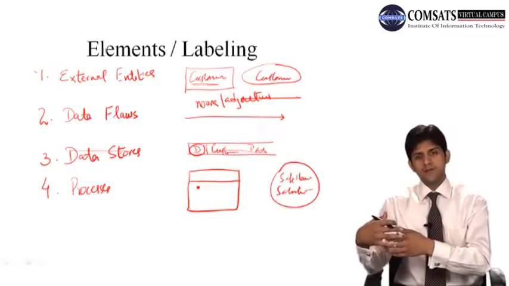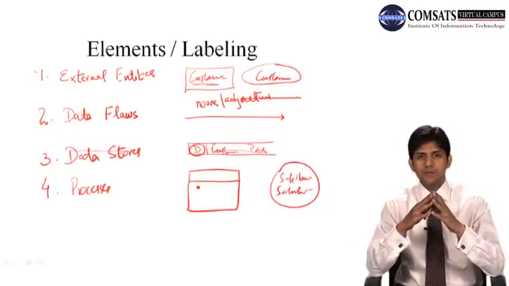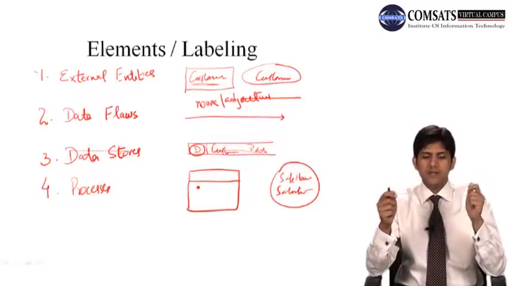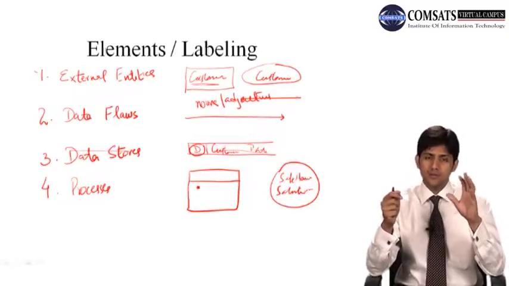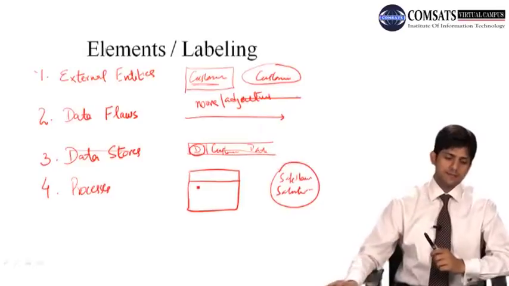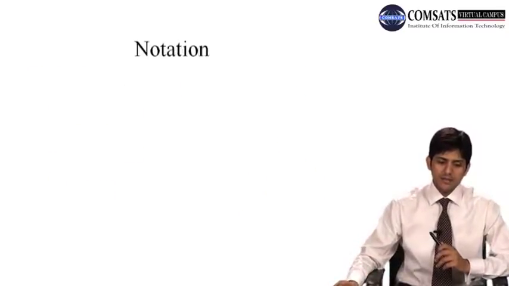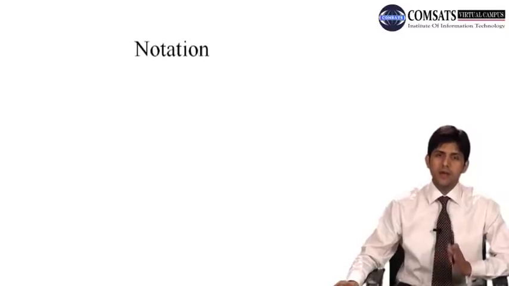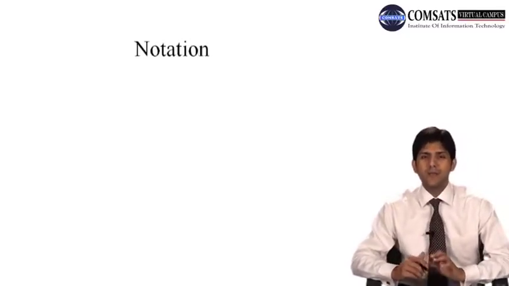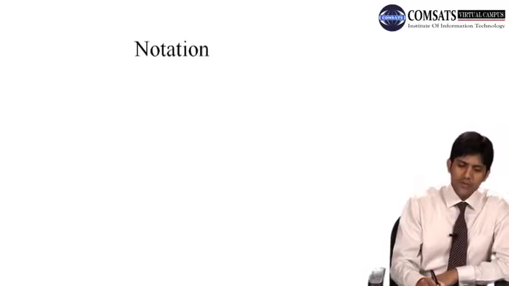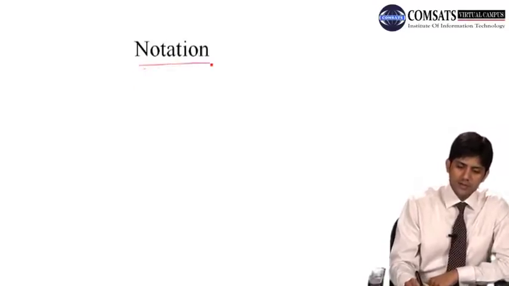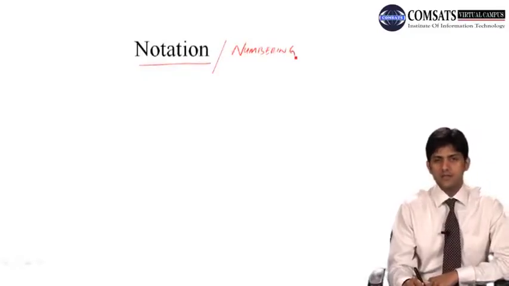So these were the four elements that we covered, and we have discussed how we will label these different elements. Then let's quickly look at, I guess the title of this slide should have been numbering rather than notation, because we already covered the notation. In this slide, what we will mainly cover is numbering, because numbering is really important when we discuss DFDs.